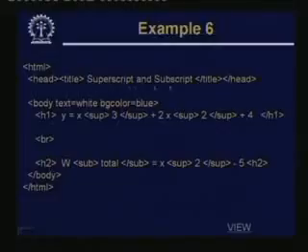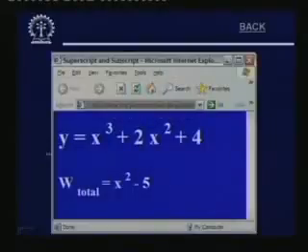The sixth example illustrates superscript and subscript. I have given just two lines here. One is y equal to x sub 3, that means it will come as x cube plus 2 x sub 2, that means x square plus 4. Similarly, y sub total, that means the total should come below the y, equal to x square minus 5. So if you display this, it will come like this: y equal to x cube plus 2x square plus 4, y with total as a subscript equal to x square minus 5.